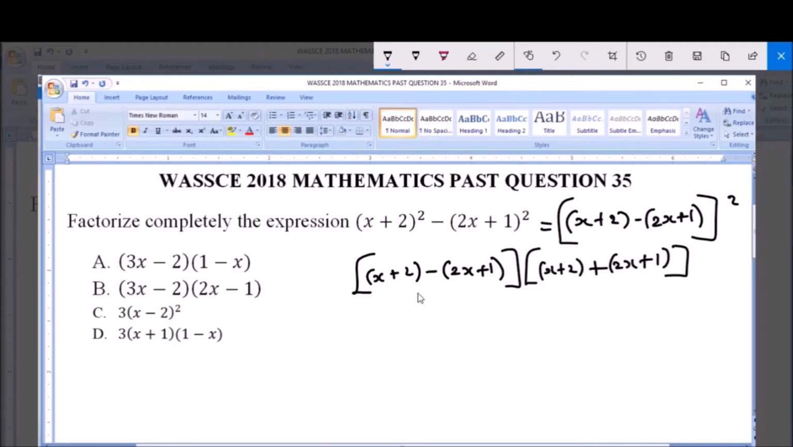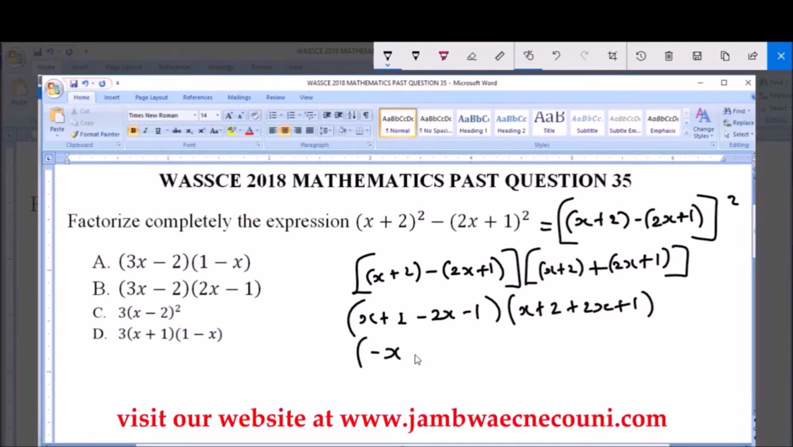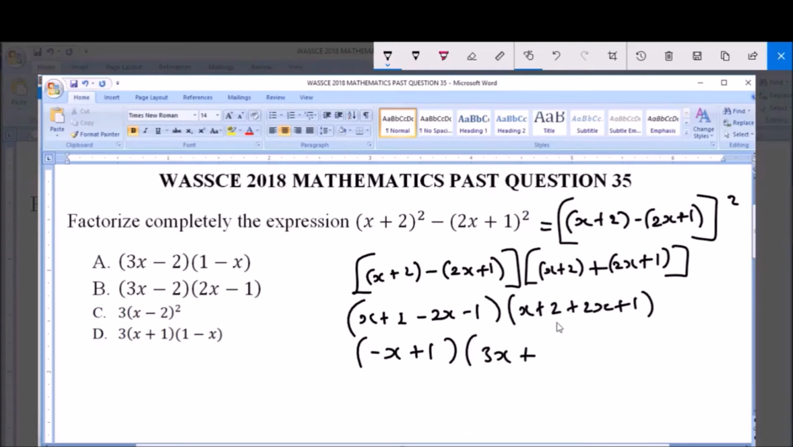Now opening this bracket, we have x plus 2 minus 2x minus 1. This negative sign is affecting this bracket. Then into x plus 2 plus 2x plus 1. Now from here we have x minus 2x to give us minus x, and 2 minus 1 to give us plus 1, into x plus 2x to give us 3x, plus 2 plus 3 to give us what?